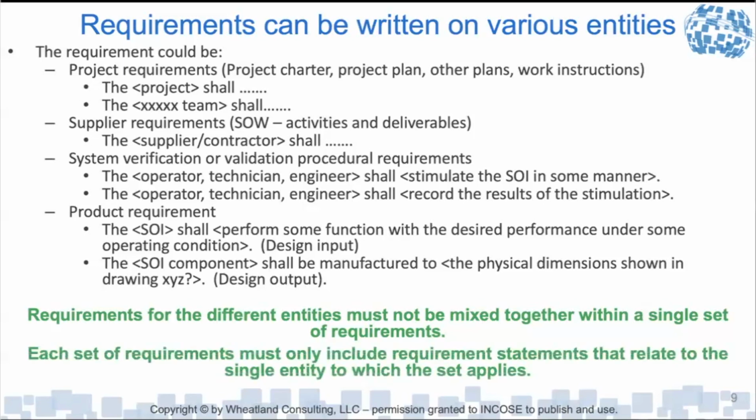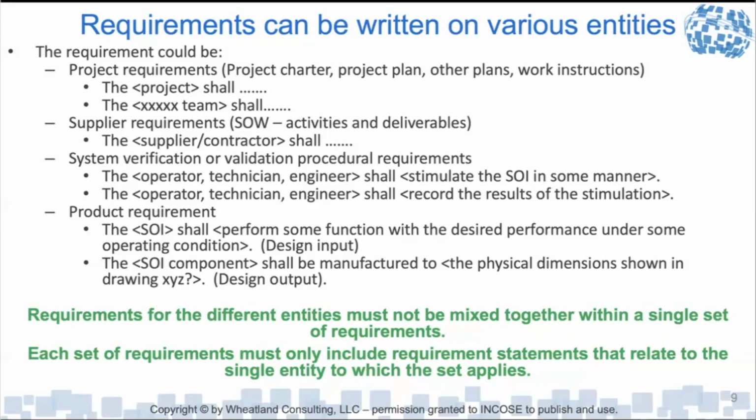So each set of requirements must only include requirement statements that relate to a single entity to which the set applies. When we talk about entities here, it's very important that under the product requirements, the entity you're talking about, if it's really at the system level, the top level of your system, then all your requirements in that set would only be written on the system. And then if there are any subsystem requirements, they would be included in the subsystem set of requirements.